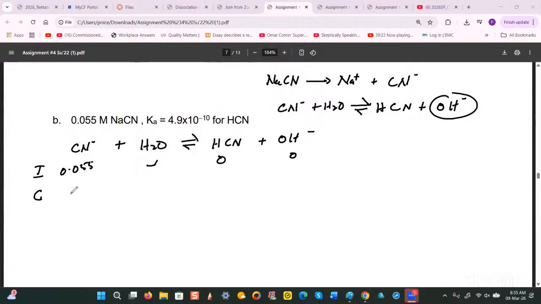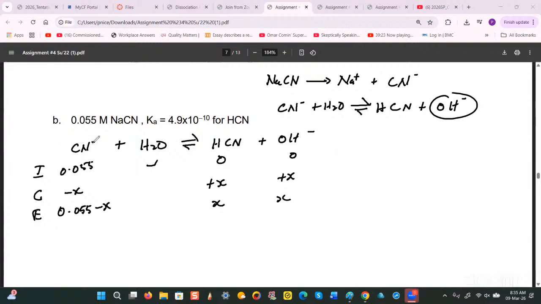So the change here, because the reaction will be shifting in that direction, the change for the cyanide will be minus X, the change for the hydrocyanic acid will be plus X, and the change for the hydroxide ion will be plus X, right? So therefore, at equilibrium, you're going to have 0.055 minus X here. Here, you're going to have X, and here, you're going to have X, right? So we can write down the equilibrium expression for this.